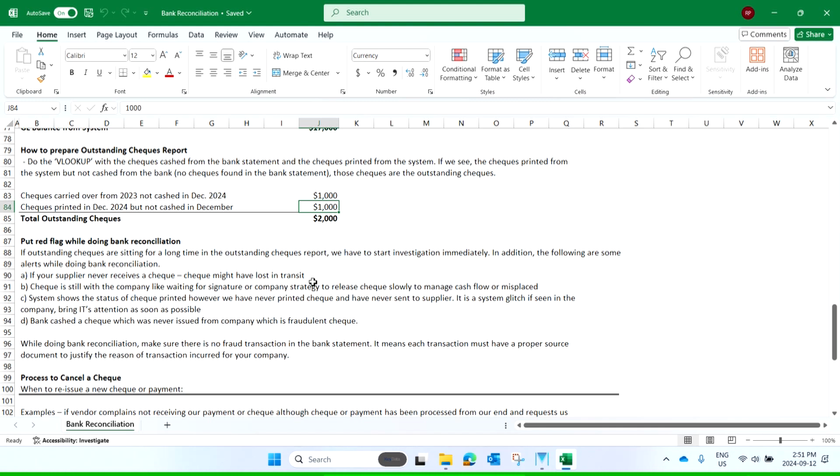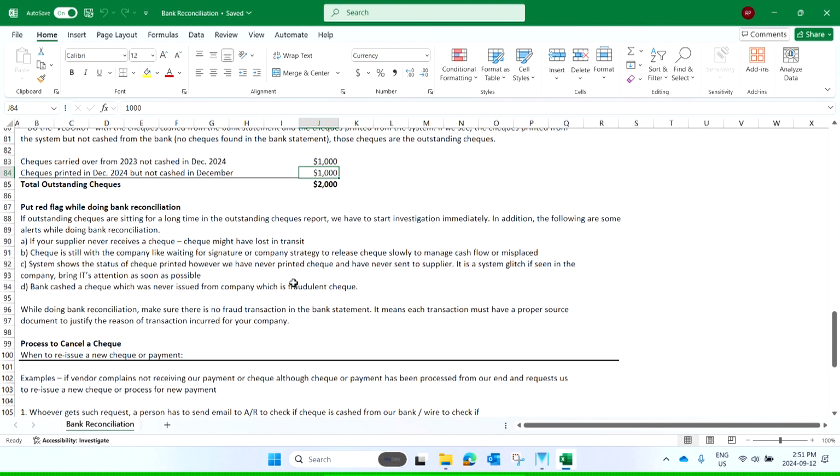You need to talk to your bank. How did it happen? When did it happen? Who took the money? You have to go through the investigation, if it is a wire transfer and so on. It's a different challenge you need to go through. While doing bank reconciliation, make sure that there is no fraudulent transaction in the bank statement. That's your job, because that's the job the company has given to you, and you need to make sure there is no fraud.